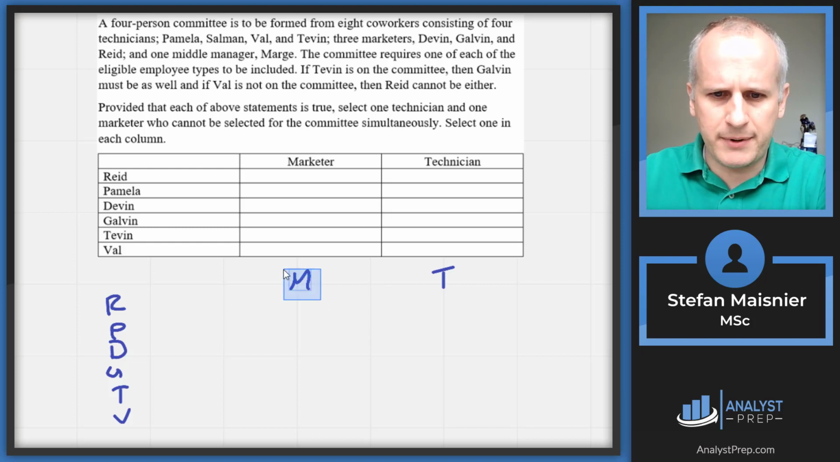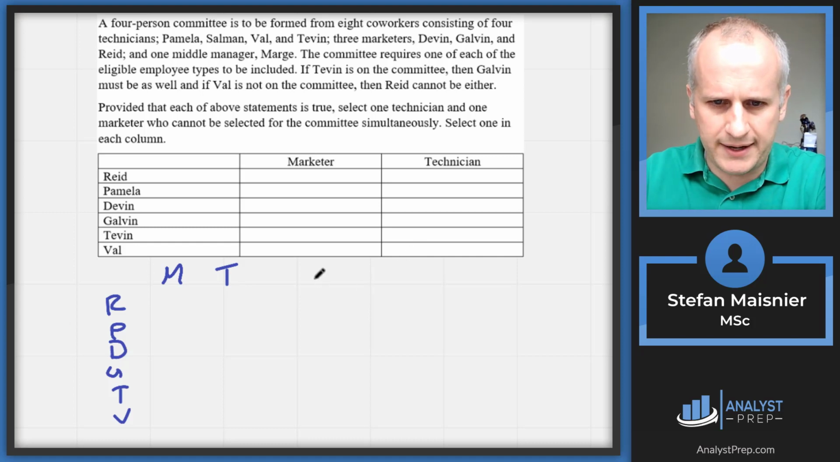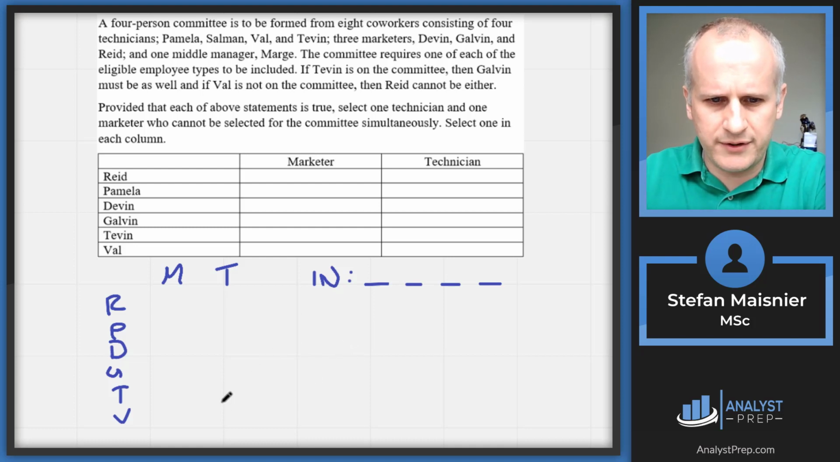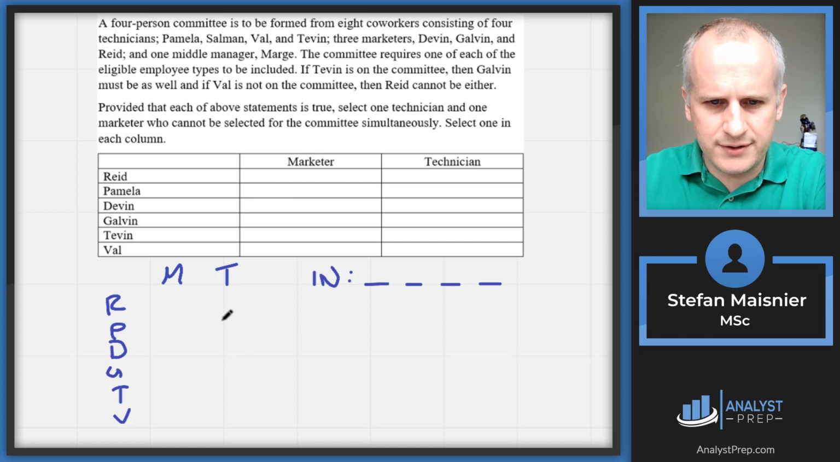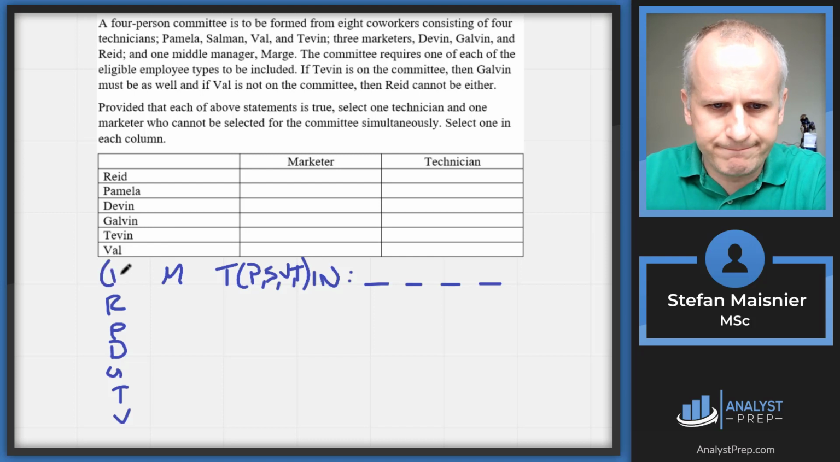And I'll actually just shift my M over a little bit here so that I give myself a little bit more room to work through the problem. And so a 4-person committee, well, that means that I want to draw out 4 spots. So my N for my committee is going to be 1, 2, 3, 4 spots. And that committee is going to be formed from 8 coworkers. And we've got our options, which are PSVT, and they are technicians. So we've got PSVT. And then we've got our marketers, which are DG and R.